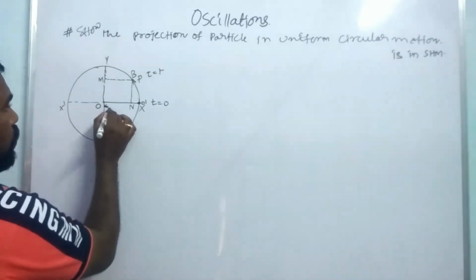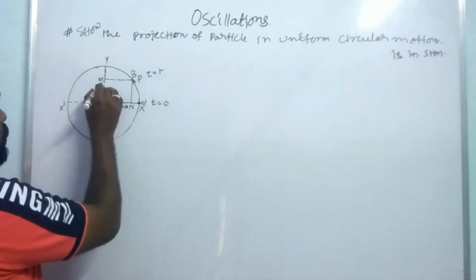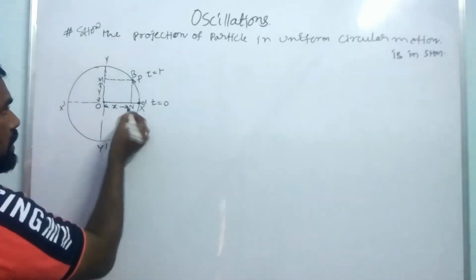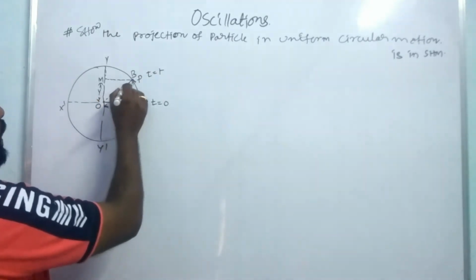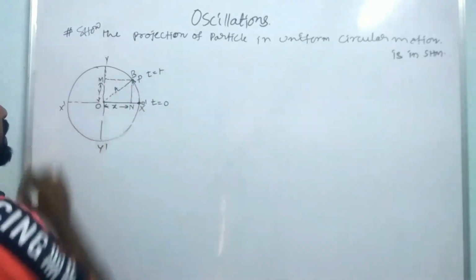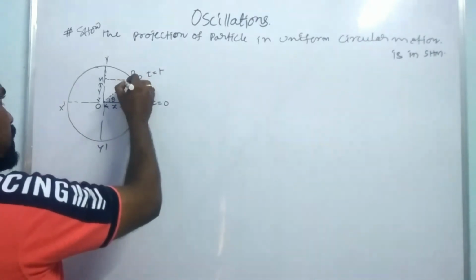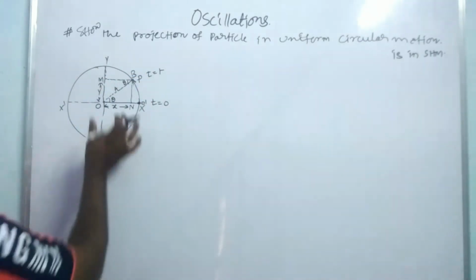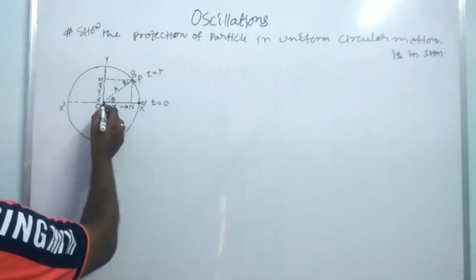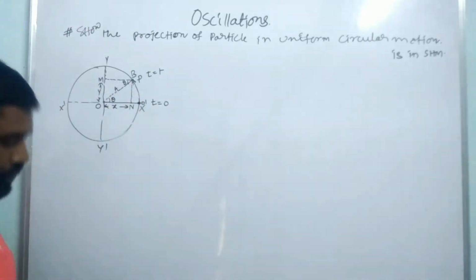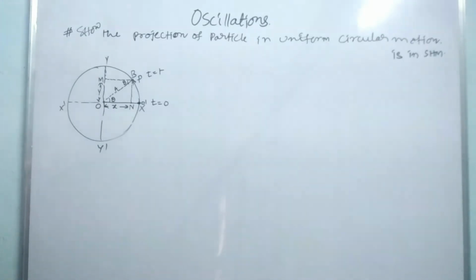Okay, so the distance from O to N is x here. The distance from O to M is y here, along the y-axis and along the x-axis. So here the amplitude of this particle, OP, is equal to A. This is theta, the angular displacement, along the x-axis, and this is theta along the y-axis. So here there are two right angle triangles.